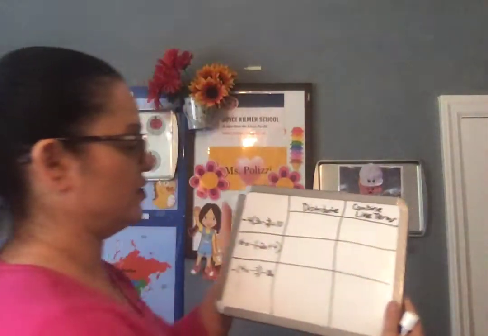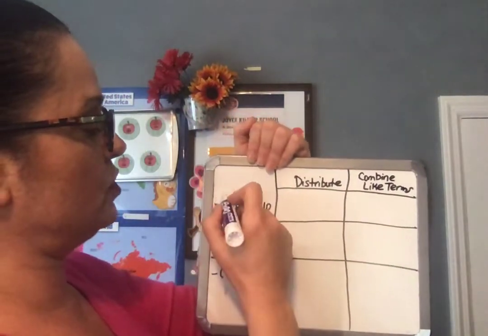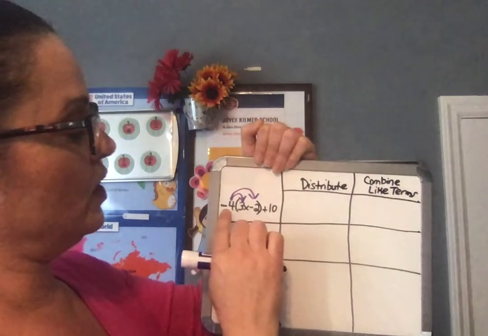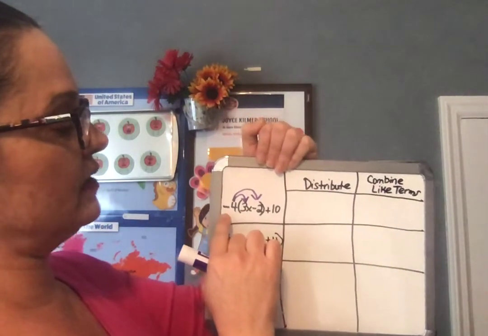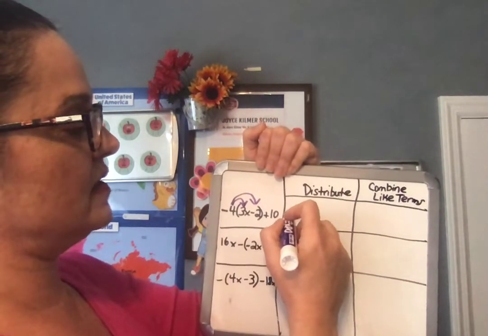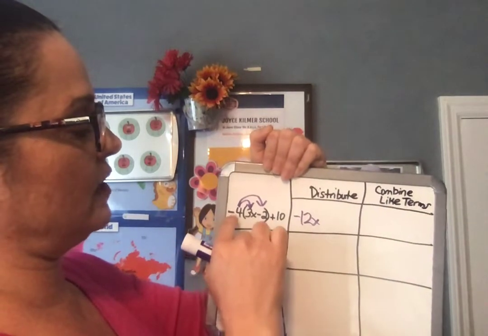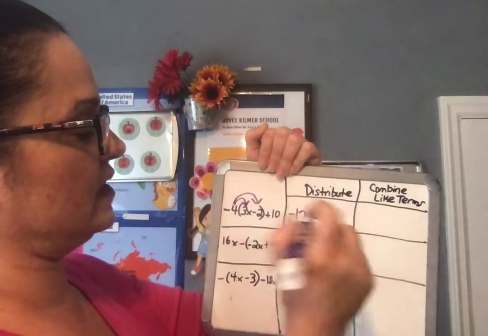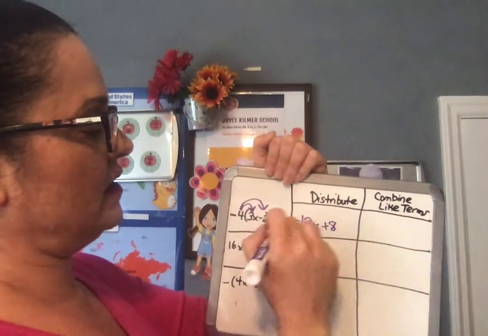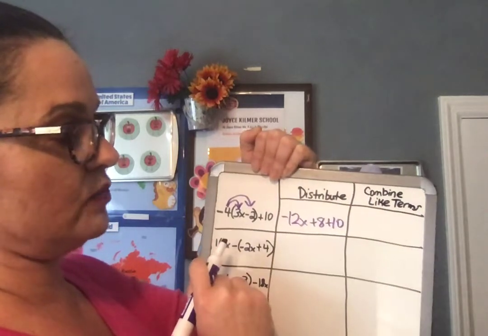So let's look at the first one here. Again, we have parentheses, so we draw our 2 arrows, our small arrow and our big arrow. So if we're going to distribute, looking at the small arrow, you have negative 4 times 3x, which is negative 12x. And then looking at our big arrow, we have negative 4 times negative 2, which is positive 8. And the positive 10 will just bring it down. And that's how we were able to distribute.